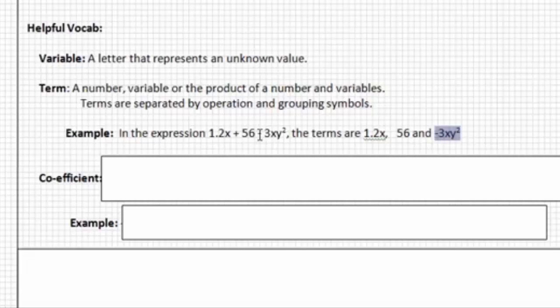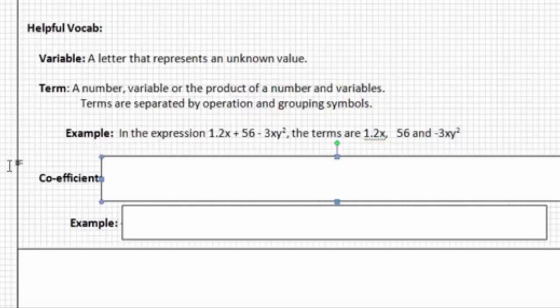You might also know that we took the subtraction sign and gave that to the 3 because the signs in front of a term tell you whether it's positive or whether it's negative. So 56 is positive because it has a plus sign in front of it, and the 3xy squared is negative because it has a negative sign. It has the subtraction sign in front of it.